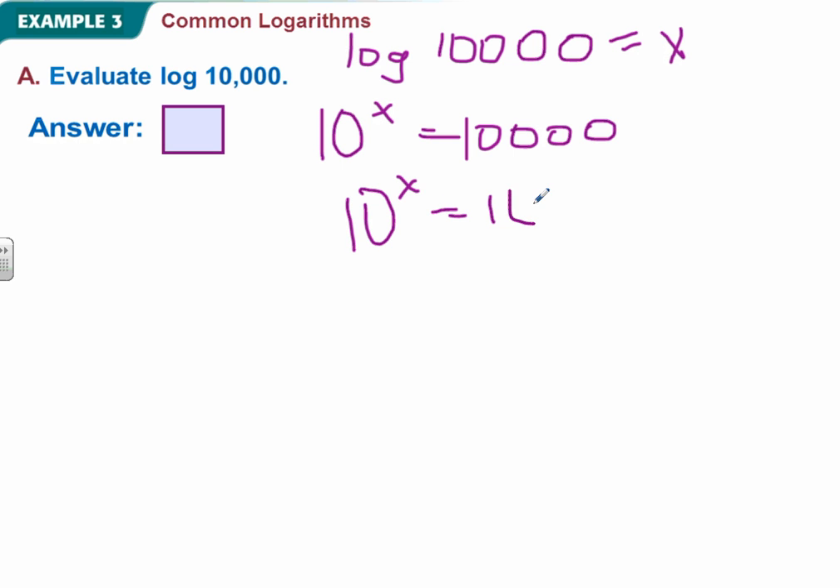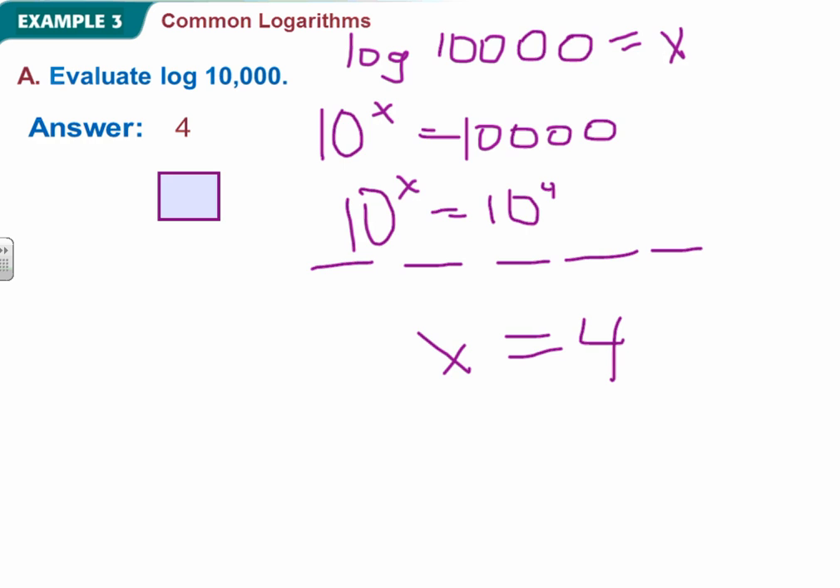How do you know it's 10 to the fourth without doing any arithmetic? Without putting it in your calculator. There are 4 zeros, so it's 10 to the fourth. And so x equals 4. I am so on track. There we go.